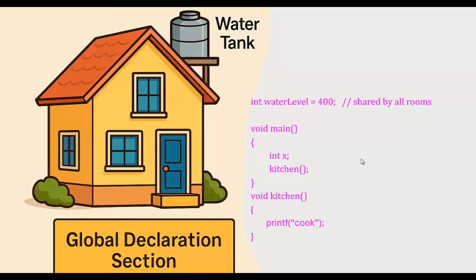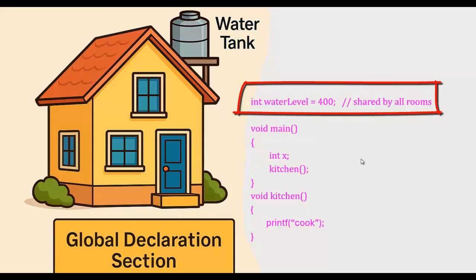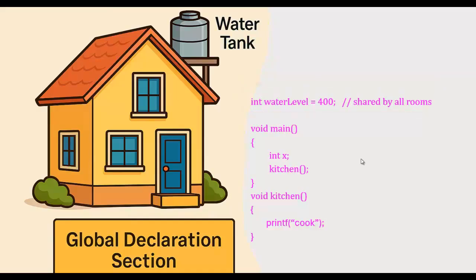In the same way, in a C program, global variables are declared here above the main function section, and they can be used in any function, in any part of the program that you can see. Here we have declared this particular variable, integer water level is equal to 400, which is shared by all rooms. You can see here, even with kitchen, bathroom, and every room available in our house, means in any part of the program. So this is the water tank on the terrace for our house. Clear? So this is global declaration section.